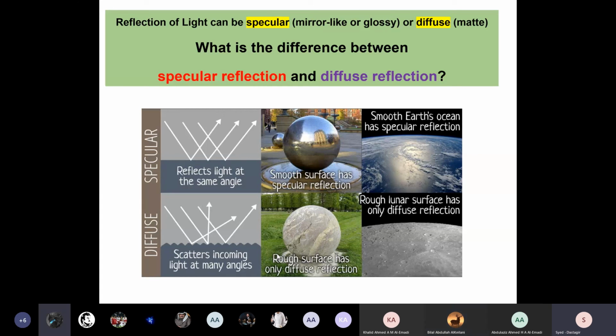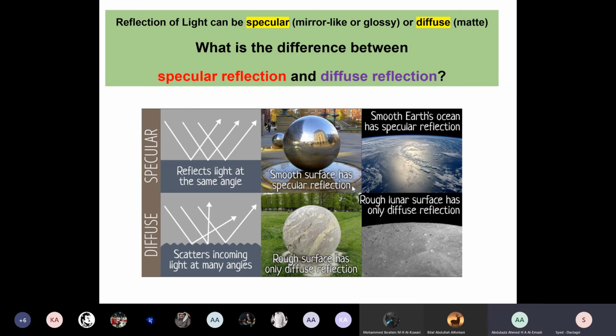No? Mohammed Ibrahim, tell us the difference between specular and diffuse. The specular, because it is very smooth. That's why it reflects the light at the same angle. But the rough surface doesn't reflect well, so it's scattered. Okay, your volume was very low, but I think I heard just about. I think you were correct.